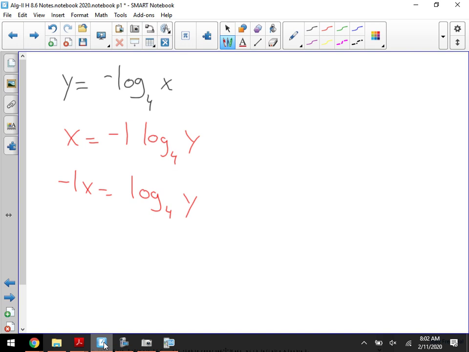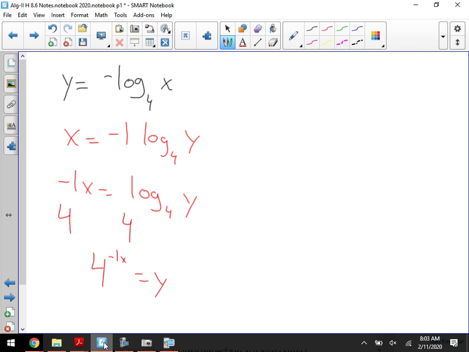Either one's fine. It means the same thing. So now to undo the log, you have to exponentiate 4. So 4 to the -1x is y, is your inverse, or 4 to the -x. Either one of those is fine.